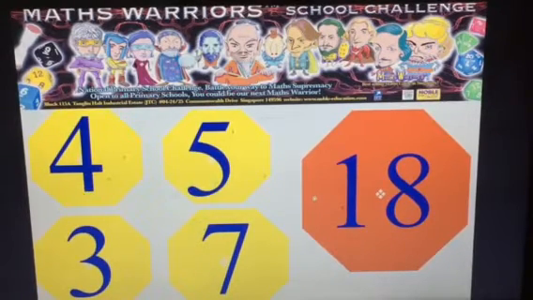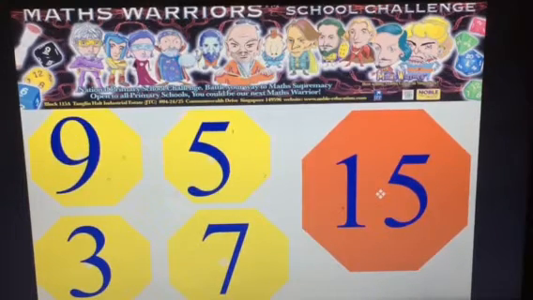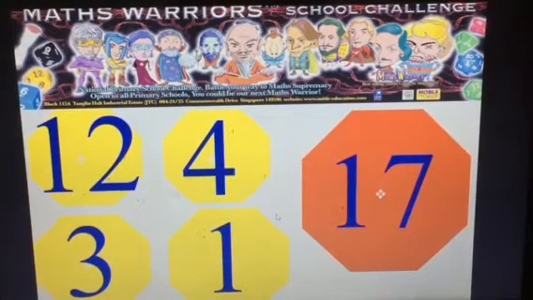So 18 is achieved by 3 times 5, 15, and then 7 minus 4 is 3, so 15 plus 3 gives me 18. How do I get 15? Straightforward, 3 times 5. How do I get 17? Straightforward, 12 plus 4 plus 3, 17.